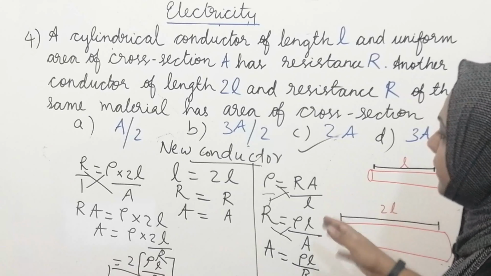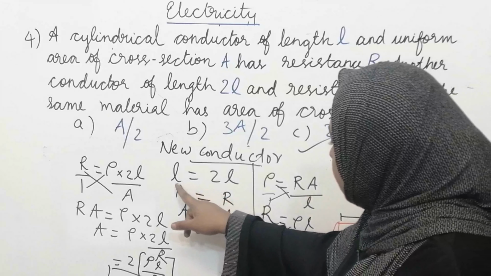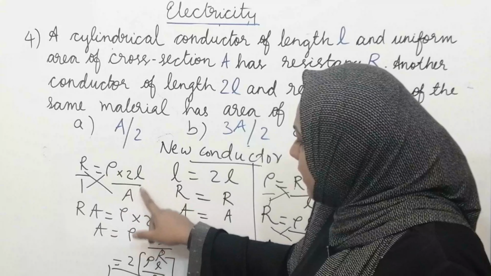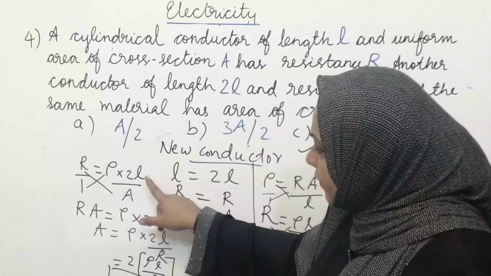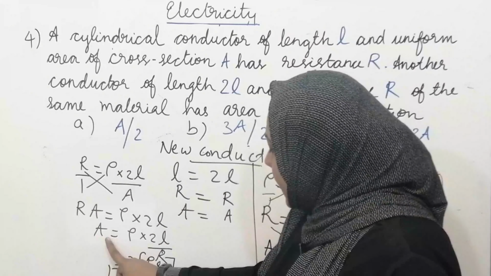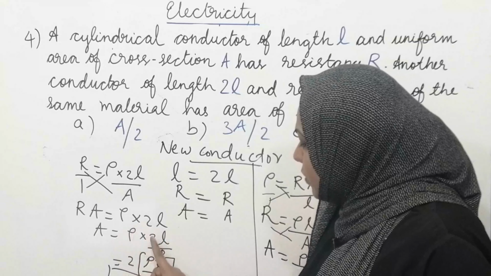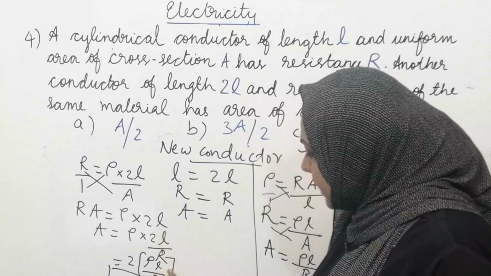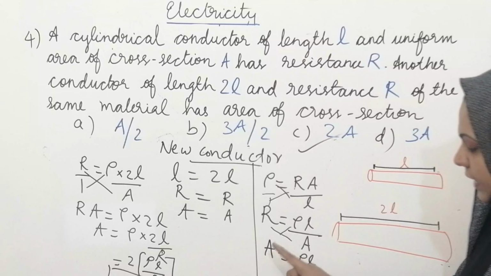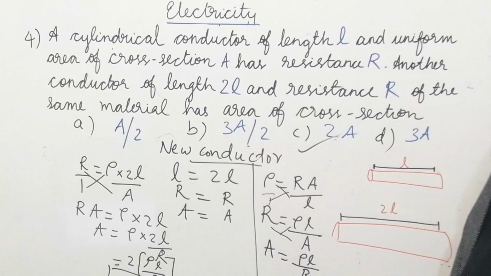Now for the new conductor, the only change is length doubled, that's it. 2 times length, so in the place of length you can write 2L. Look, rho L by A is our formula. In the place of L we write 2L. While doing cross multiplication you will get A is equal to rho into 2L by R. Now we arrange it, keeping 2 first, then the remaining second. You know that rho L by R is equal to A, that is our area of cross section. So what is the answer? 2 times area of cross section.